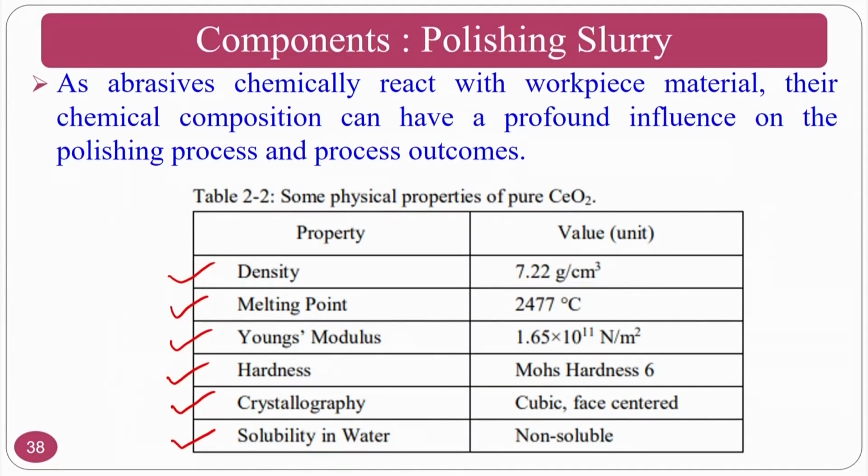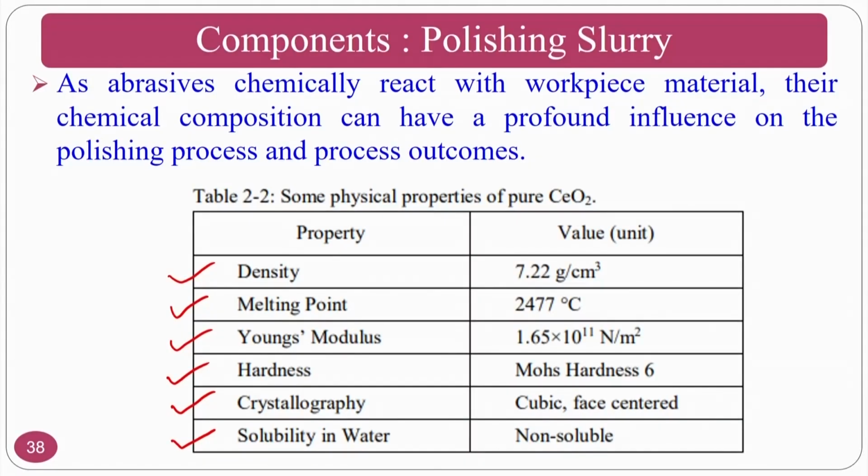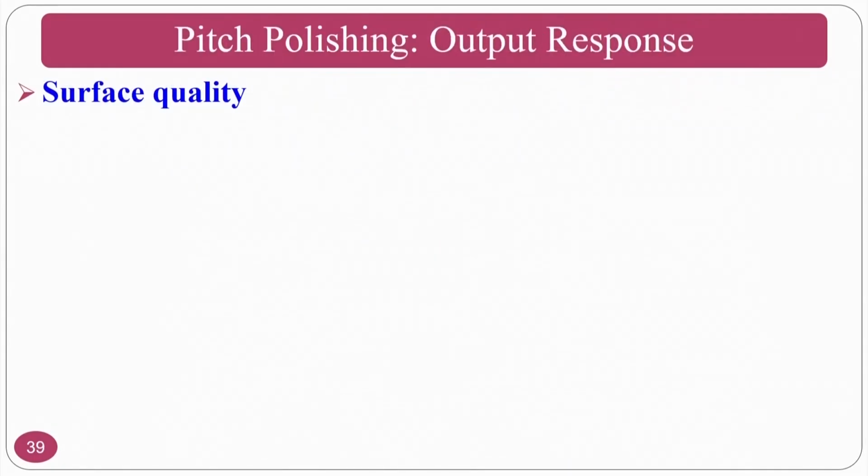At the same time, this also chemically reacts with the workpiece material, and their chemical composition has a profound influence on the polishing process and process outcomes. That means that if you are using this type of ceramic particles, these are stable and may not react, but the pitch, which is synthetically developed or which you get from plants or wood, has its own chemical properties which influence the finishing process.